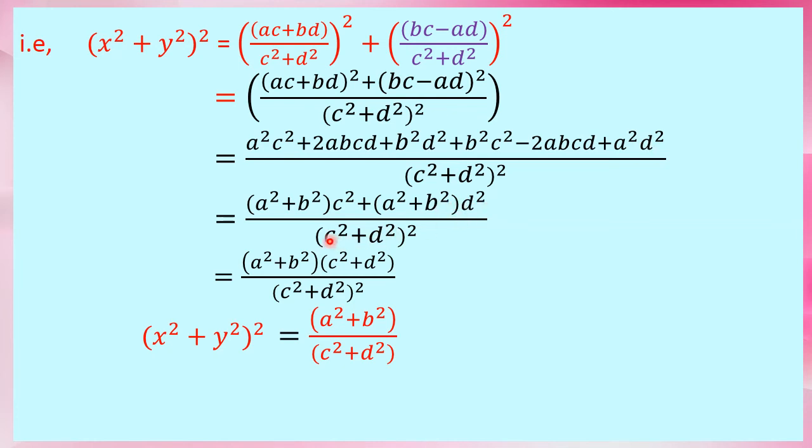And a² + b² is common in these two terms, taken together out, then (a² + b²) into (c² + d²) divided by (c² + d²) the whole square. Now one (c² + d²) from the numerator and denominator will get cancelled. You will get the remaining terms (a² + b²) divided by (c² + d²), that is (x² + y²) the whole square is equal to (a² + b²) upon (c² + d²).